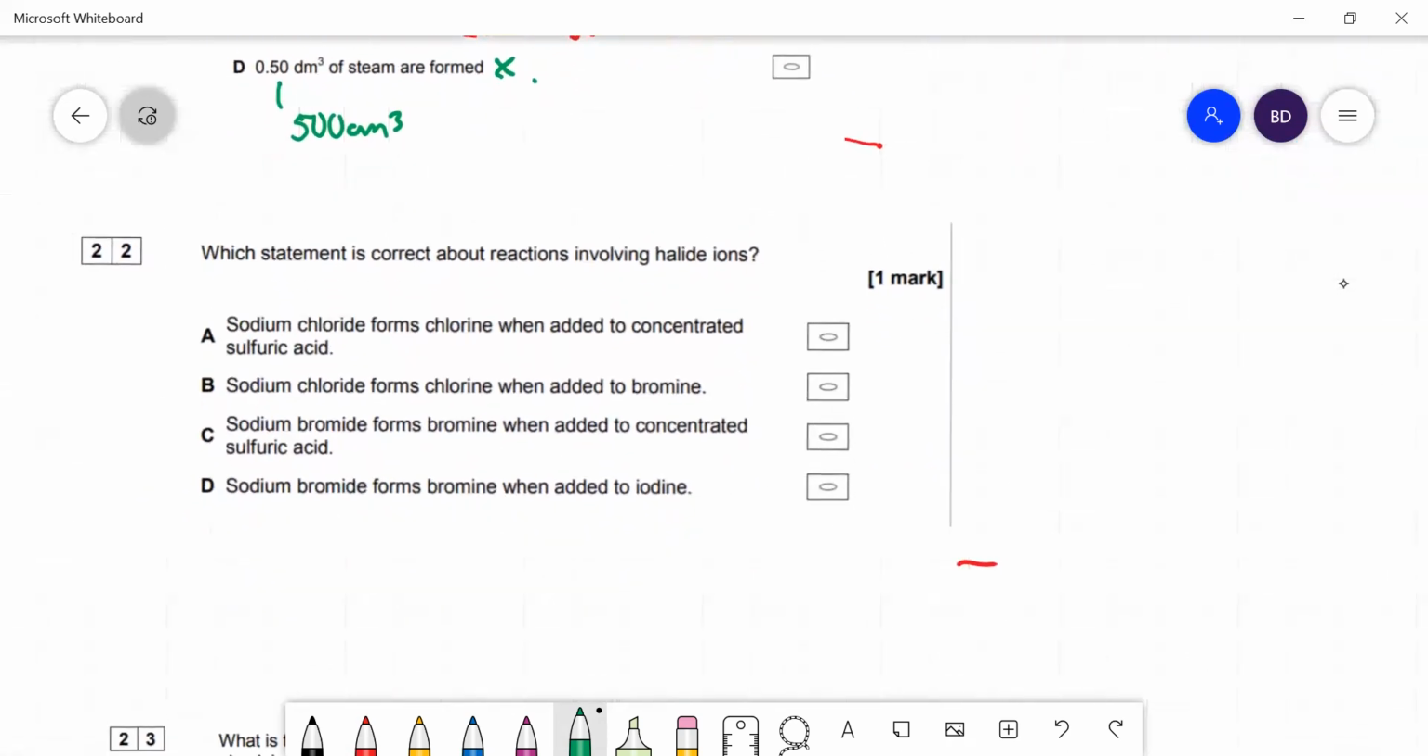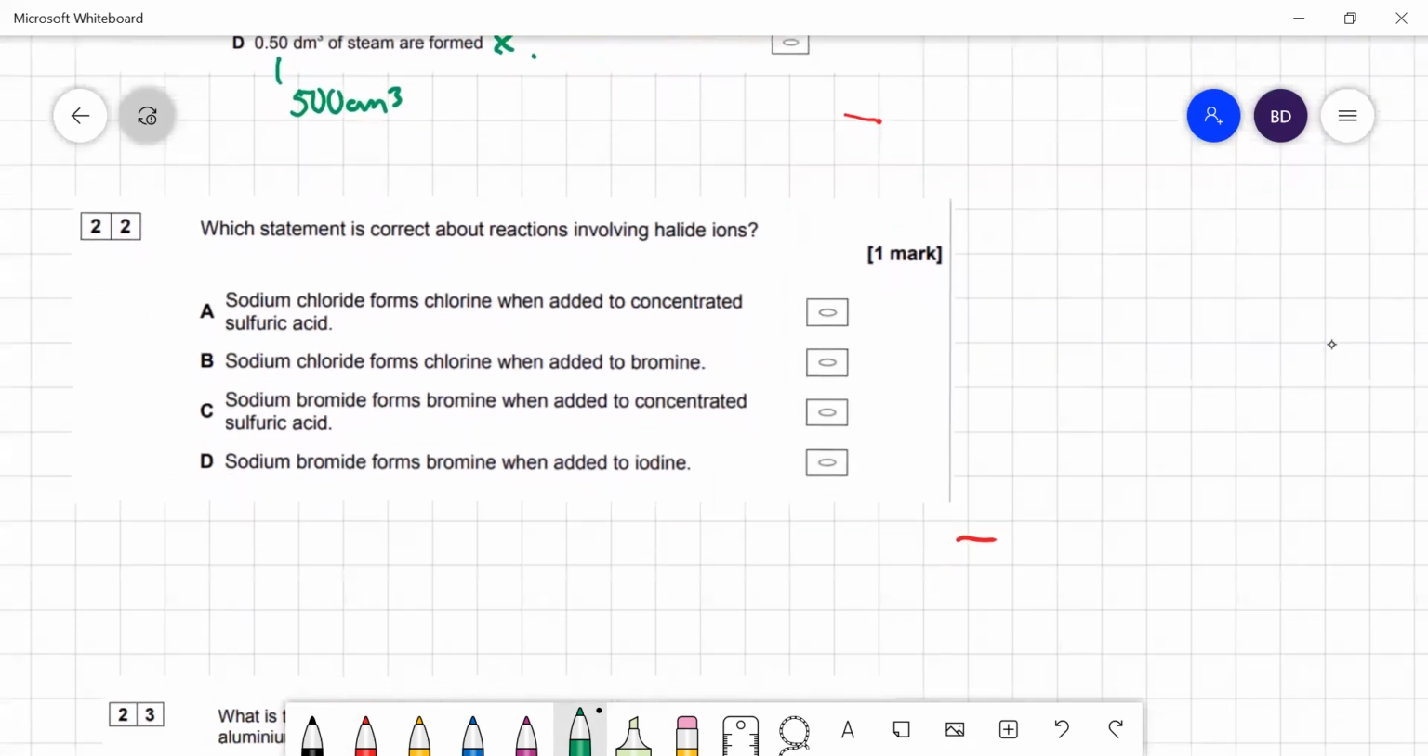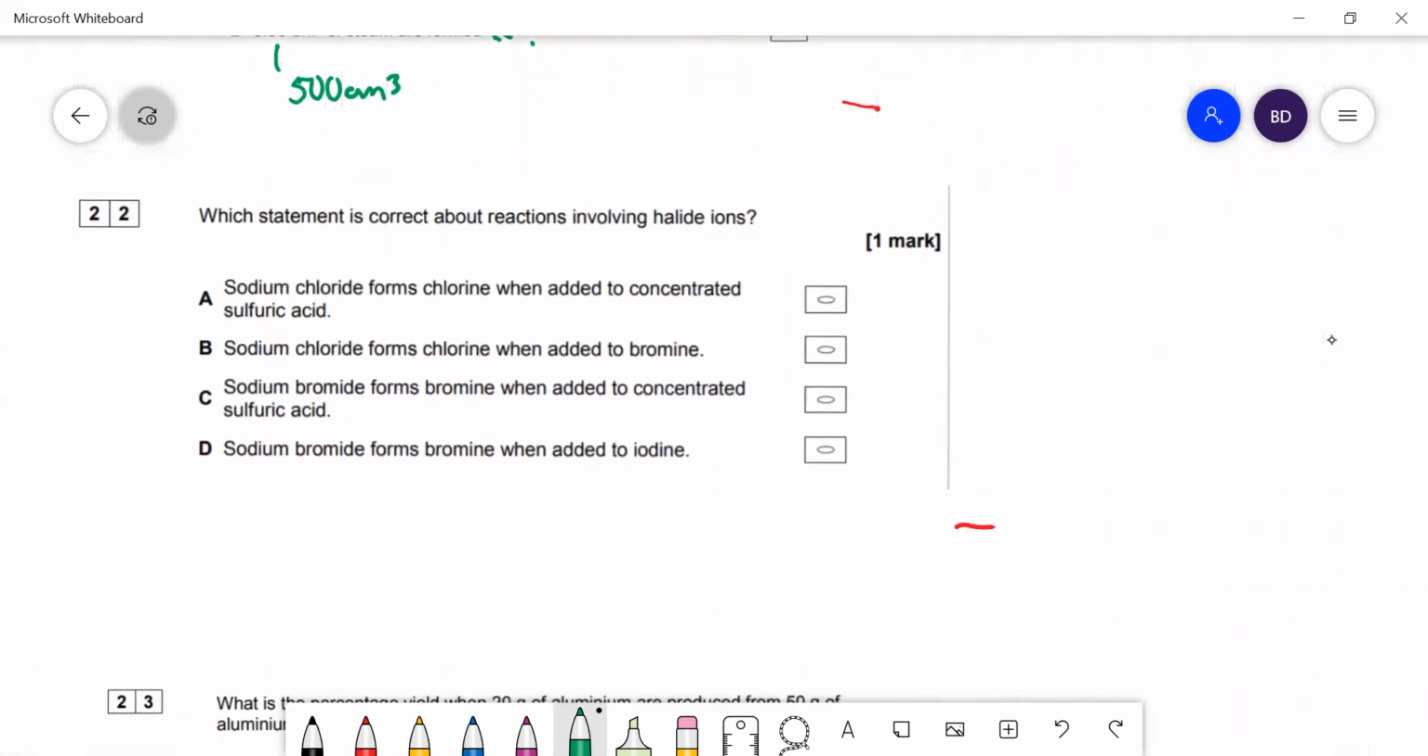Which statement is correct about reactions involving halide ions? Sodium chloride forms chlorine when added to concentrated sulfuric acid. It doesn't. Chloride ions, unlike bromide ions and iodide ions, cannot give their electrons away to sulfuric acid. In other words, they can't be oxidized by sulfuric acid. So that does not happen. Chlorine holds onto the electrons too strongly.